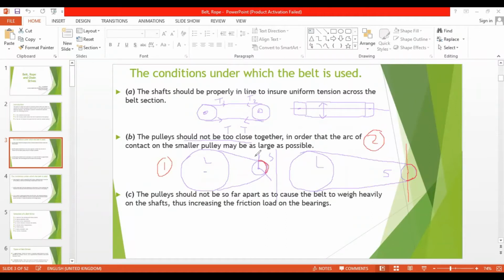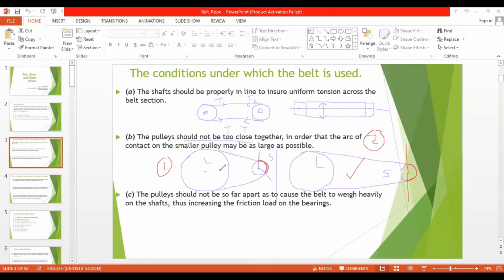this one is small. This arc of contact is small, but here it is large. If you bring the pulleys even closer than this, the arc of contact would be rather low. That's not a desirable property for transmitting power. This will give you better performance than this. So this is why the distance between the pulleys is also a factor that needs to be considered.